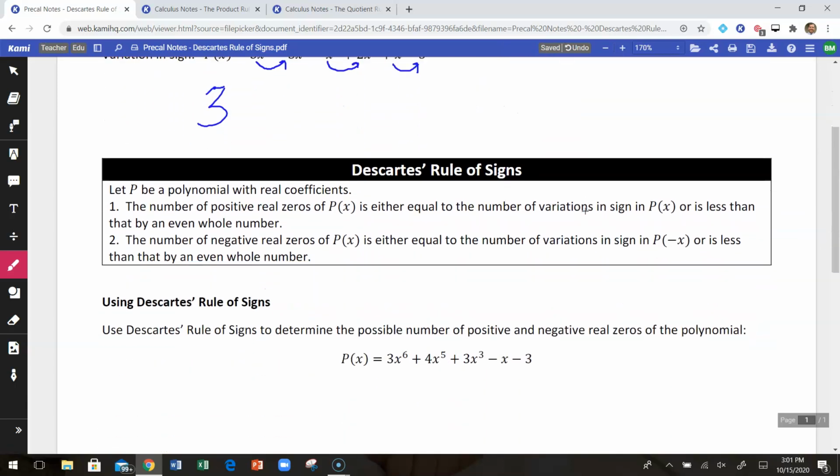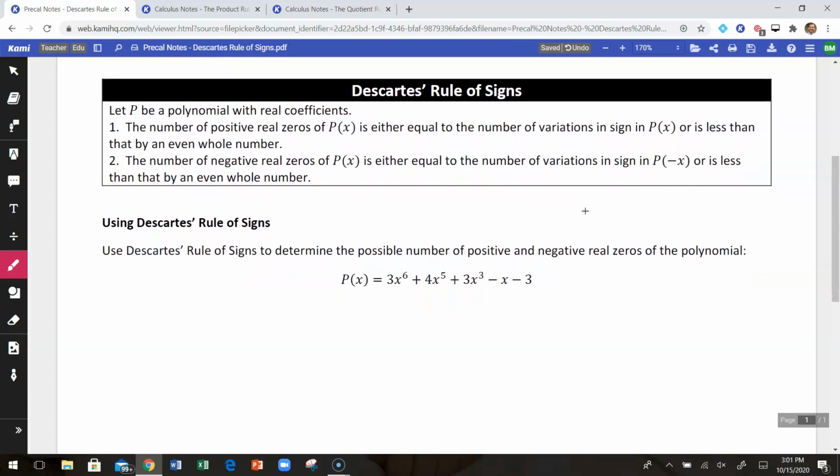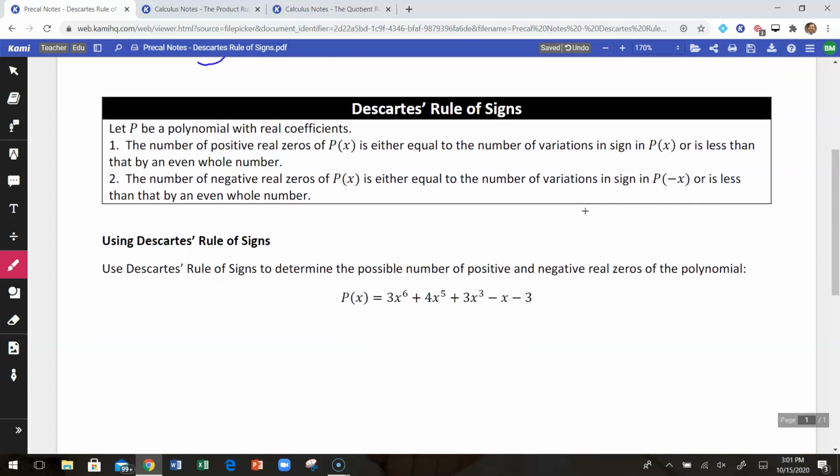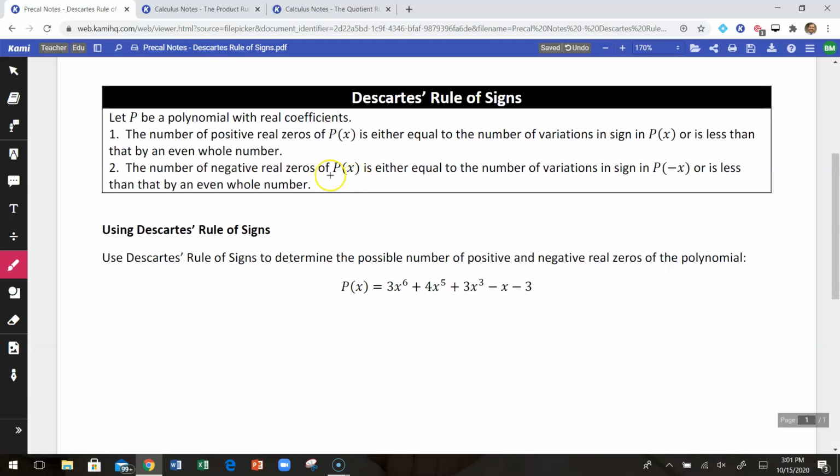In order to use Descartes' rule of signs, we need to be able to figure out the variations in sign. So what Descartes' rule of signs tells us is that if we look at a polynomial, we can determine the possible number of positive real zeros, so how many times this graph would cross the x-axis at a positive x value, by just simply counting the variations in sign of the function. Okay, so I'm going to go ahead and do that.